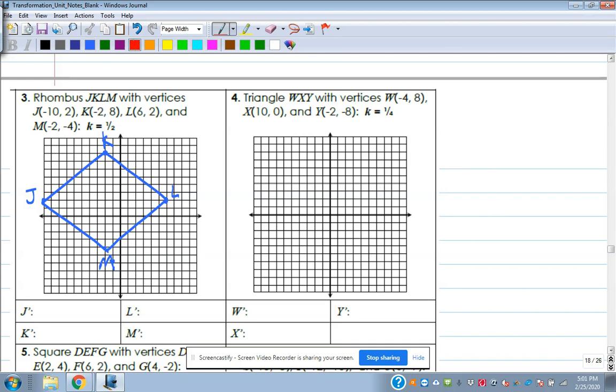So what's that going to do to everything? Divide it by 2, right? So J prime is going to be 5, 1. K prime is going to be at negative 1, 4. L prime would be at 3, 1. And M prime would be at negative 1, negative 2.